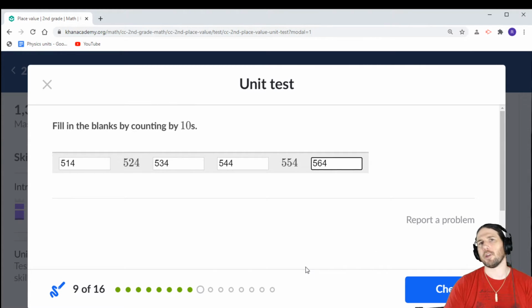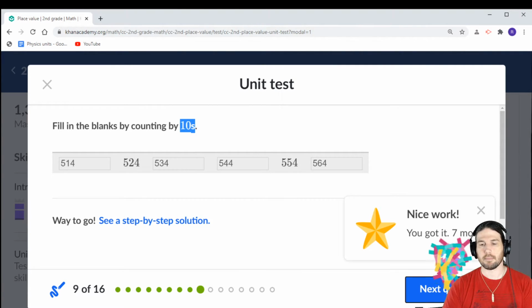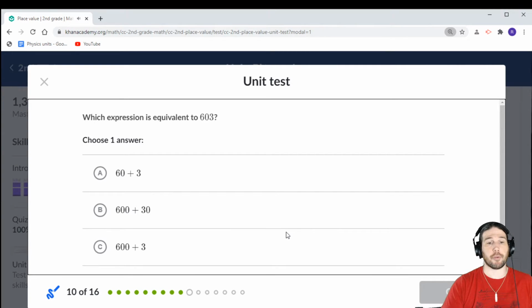Be careful when looking at these problems. Very easy to get tens and hundreds mixed up. Just ask me. Which expression is equivalent to 603? Let's see.